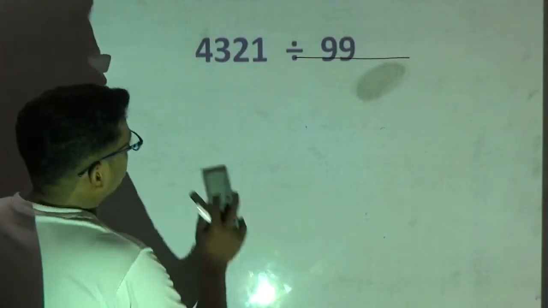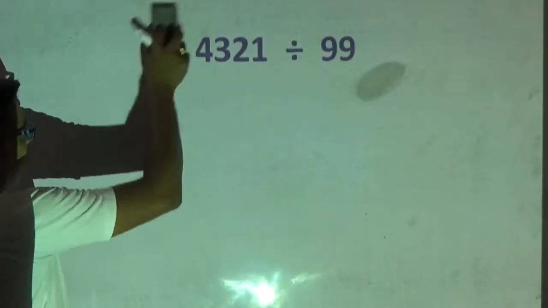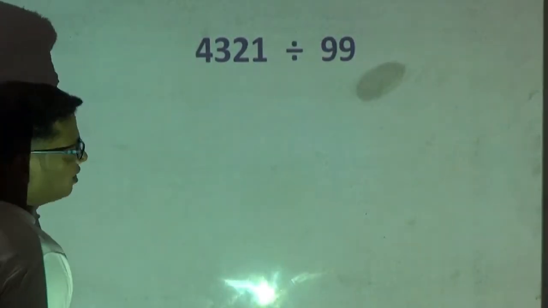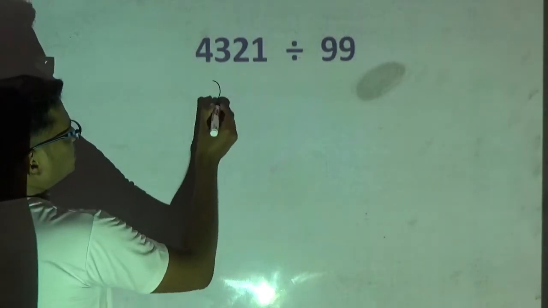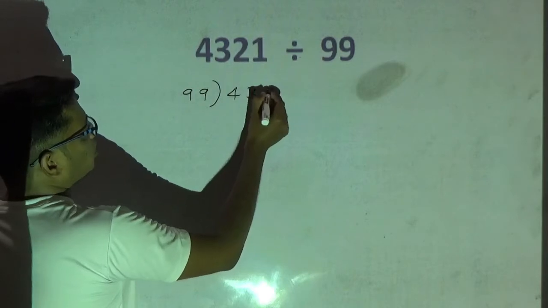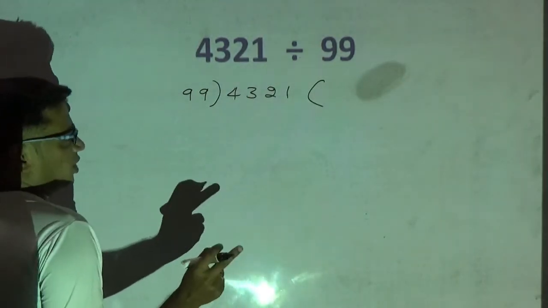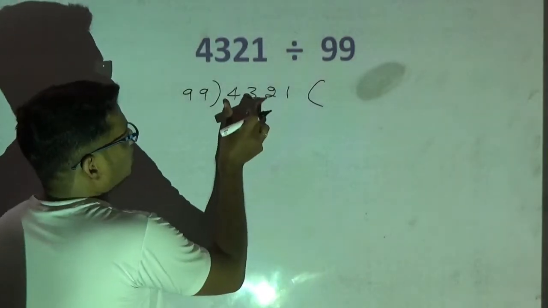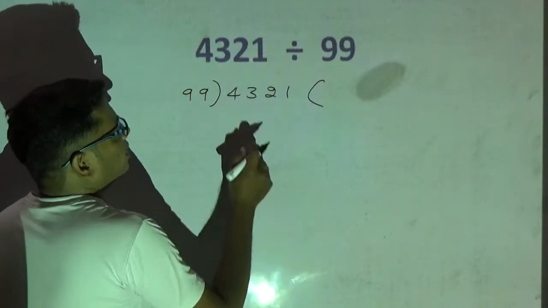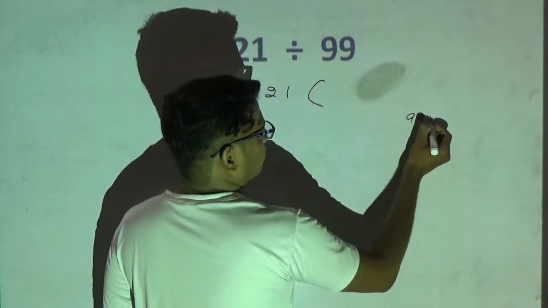Now, first problem, I will show you the conventional way of how you are doing it. Later I will explain my basic trick. I am dividing 4321 by 199. First step, you have to see how many times it will go. You have to go for the trial and error method. So first I will go by 5.